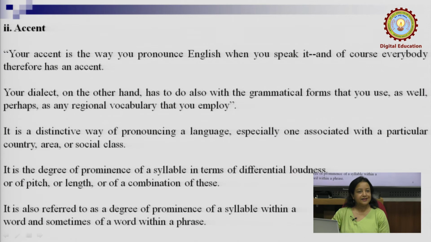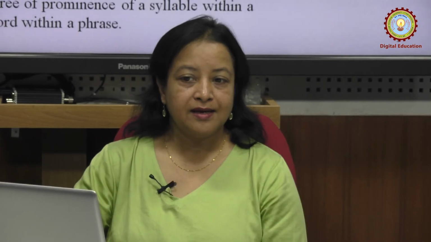The next one is accent. Your accent is the way you pronounce English when you speak it, and of course, everybody therefore has an accent. Your dialect, on the other hand, has to do also with the grammatical forms that you use, as well as any regional vocabulary that you employ. It is a distinctive way of pronouncing a language, especially one associated with a particular country, area or social class.